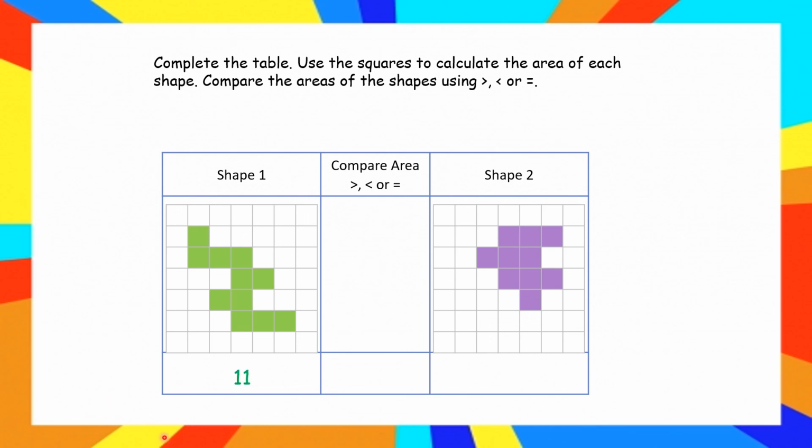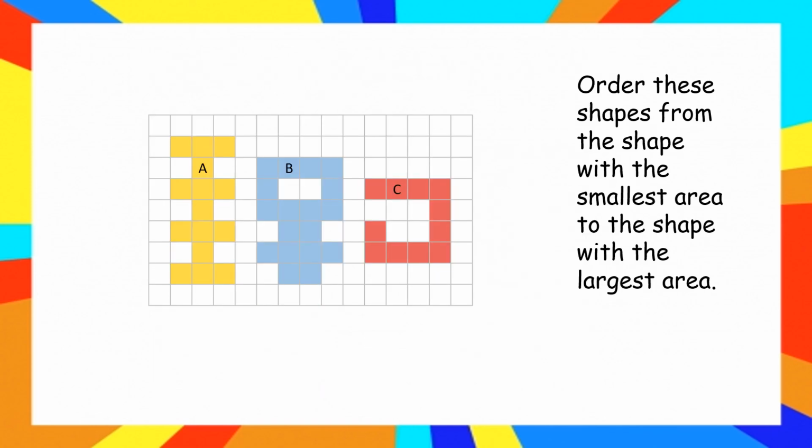Welcome back. Let's see, we have 11 squares here and 10 squares. So what sign are we going to use? We use the greater than sign because 11 is greater than 10. Well done if you got this correctly. Now finally we are asked to order these shapes from the shape with the smallest area to the shape with the largest area. So first you need to count all the shapes and then determine which one is the smallest. So you arrange the shapes from the smallest to the greatest. Pause the video and have a go.